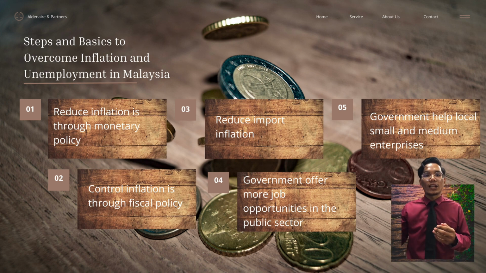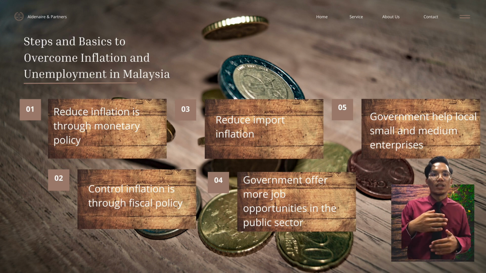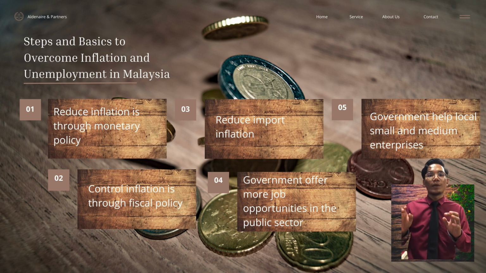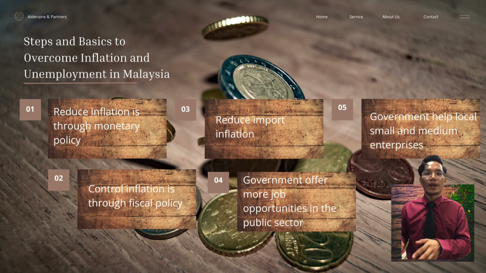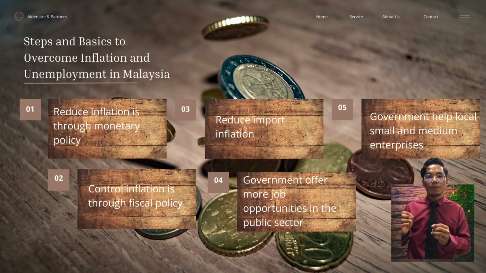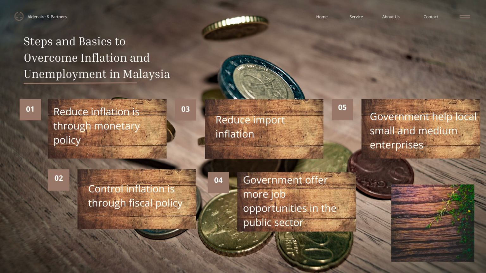Overall, a combination of monetary policy measures, fiscal policy, increased workforce skills and reduced dependence on imports are essential to address the issue of inflation and unemployment in Malaysia. Cooperation between various parties, including the government, the central bank, and the private sector, is needed to implement effective measures.